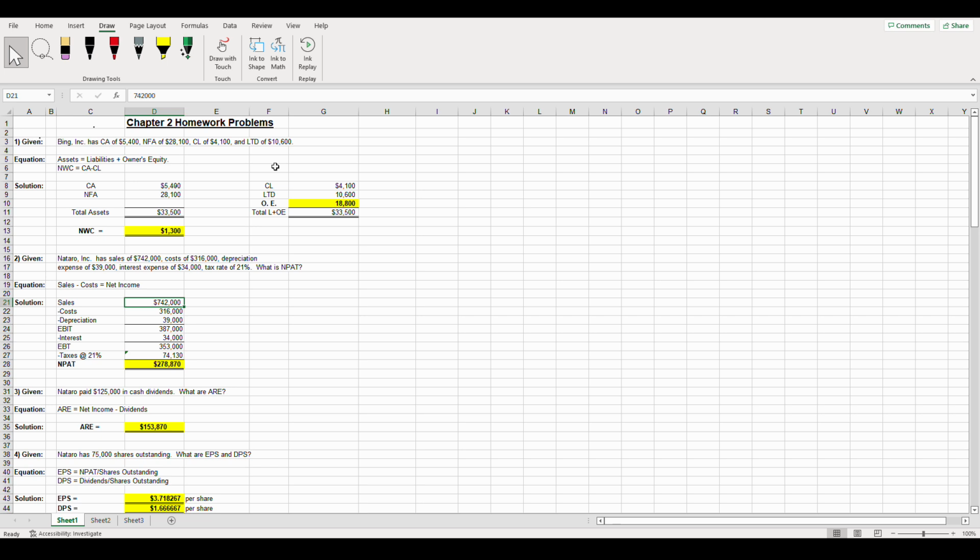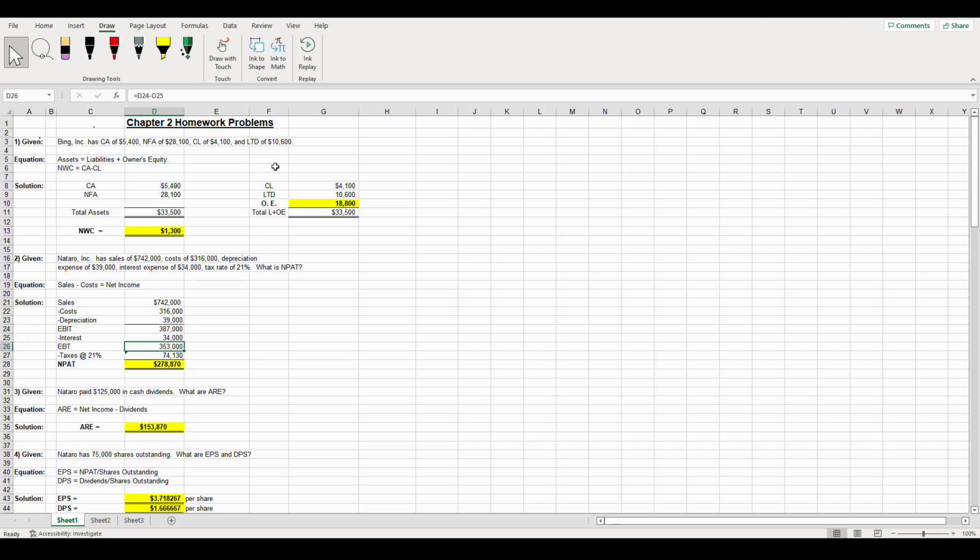So for sales, I just bring in my givens, $742,000. Costs are $316,000, also given. Depreciation is $39,000, also given. And then earnings before interest and taxes is simply sales minus cost minus depreciation: D21 minus D22 minus D23, and I get $387,000. Moving on, I bring in my interest expense and subtract it out.